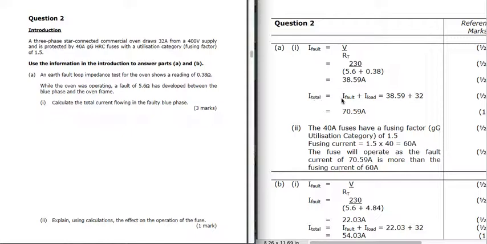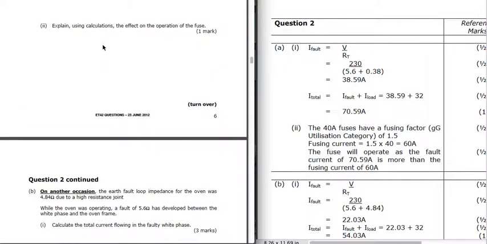The total current is going to be that fault current plus the load current. Now the load current is 32 amps. So we've got 38.59 plus 32 gives us 70.59 amps. And that would flow in that blue phase.